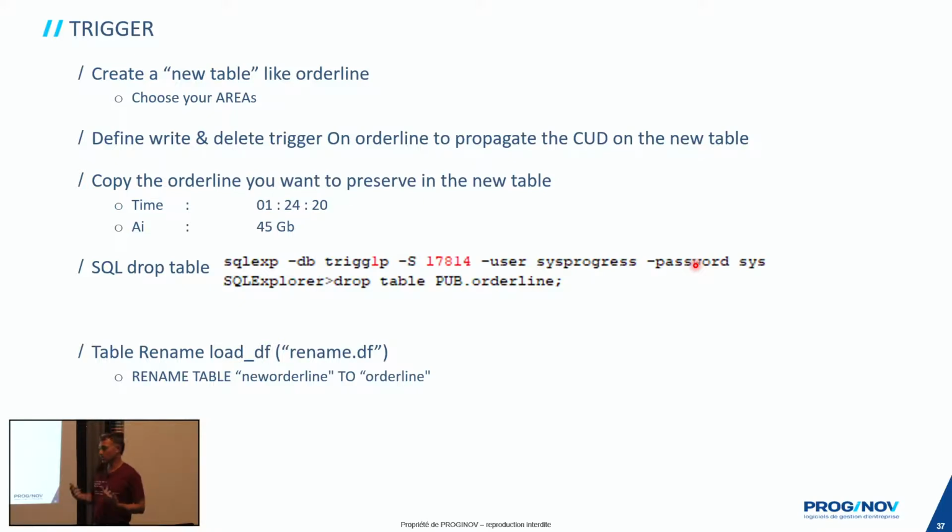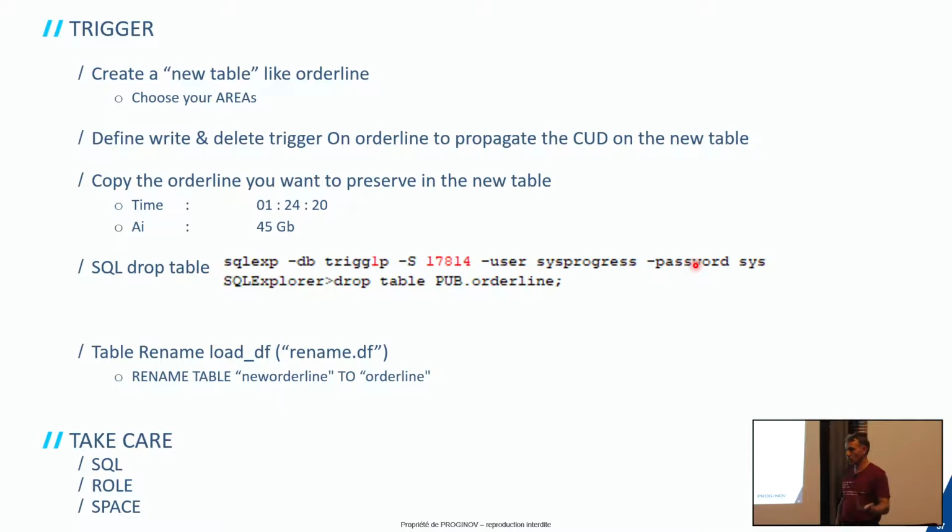Time to do this is 1 hour 25, more or less. And after this, you can drop your table with a schedule, which is instant if you're using type 2 area, and rename your table with a load df. But you must take care of SQL right permission on the new table. You must set them as your old table. As a whole, watch the space, because at one time you have the old order line and the new table also.